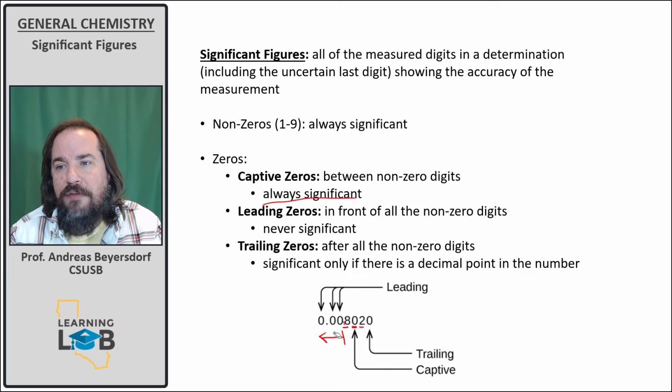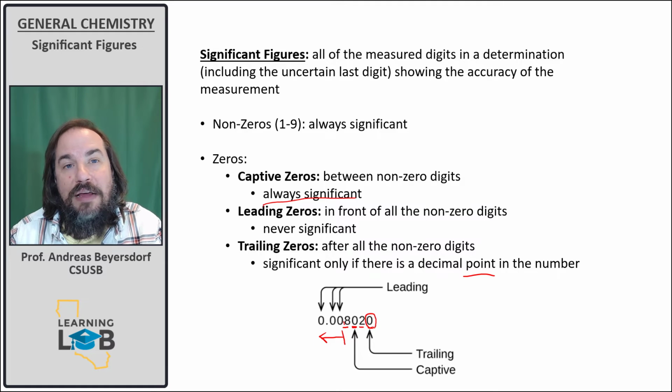And then finally, we have trailing zeros. Trailing zeros are behind or after all the non-zero digits. So in this case, it's this 0 right here. These are significant only if there is a decimal point in the number. So in this case, this 0 is significant because there's a period here.